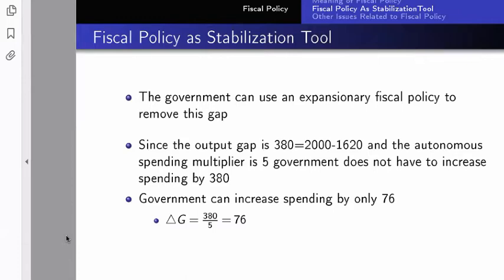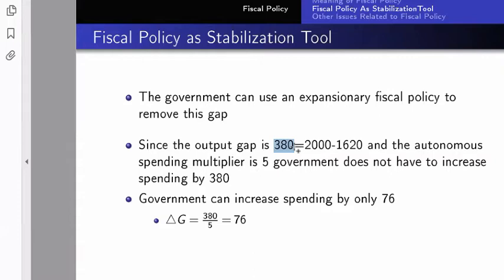Don't forget, we can calculate what the gap is. The gap is 2000 minus the equilibrium national income that we calculated, which is 1620. So the gap that we need to fill is 380. The actual was 1620, and the potential was 2000. So the gap that we need to fill is 380.